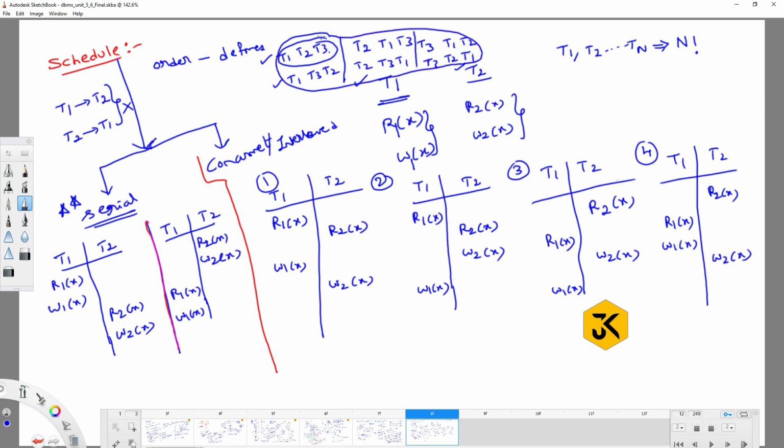No, right? That is the reason I have written it: if I am going to have 3 transactions, how many serial schedules are possible? 6 serial schedules are possible. That is what this example clearly defines for you, right? If I am going to have n transactions, n factorial serial schedules are possible. What about concurrent schedules or interleaved transactions?